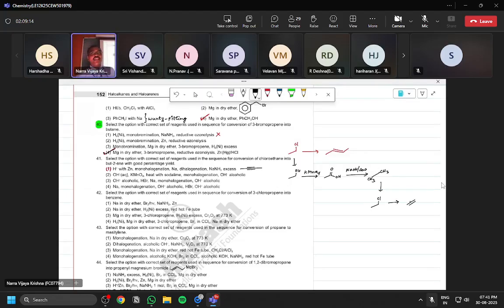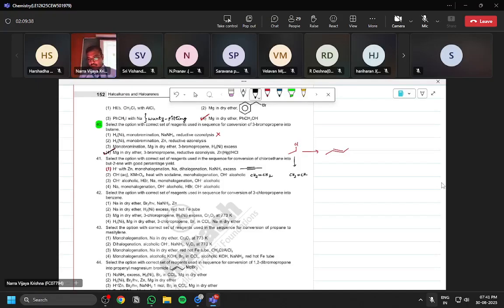Then alcoholic KOH, and alcoholic KOH means elimination, right? So what did you get? Ethene. So here I got CH2=CH2 as the product. So that also failed. Next, third reaction. What are they saying? Third reaction: alcoholic KOH. First it will convert into alkene.